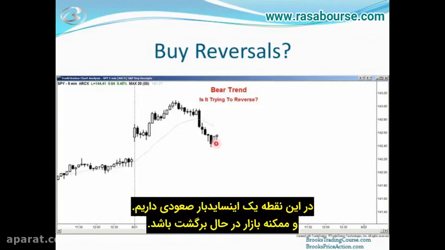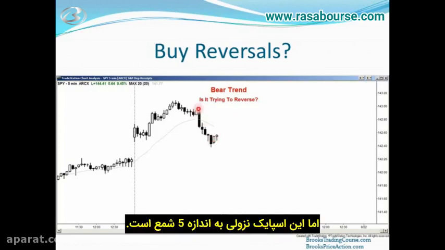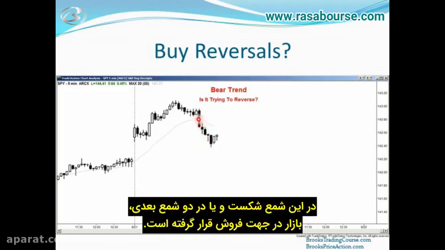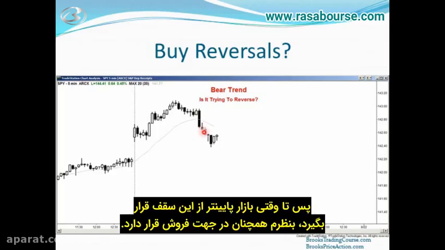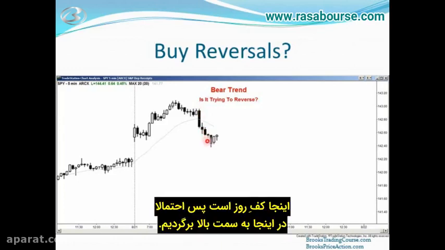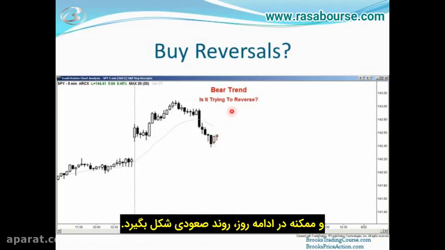At this point, we have a bull inside bar, and the market might be trying to reverse. But this is a 5-bar bear spike and I think the market became always in short, either on that breakout bar or within a bar or two after that. So as long as the market is holding below this high, I think it's still always in short. It's possible that we're reversing up from the low of the day and that this will result in a bull trend day. But right now, I think the odds are it's always in short.